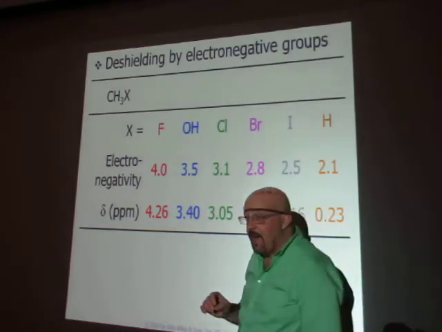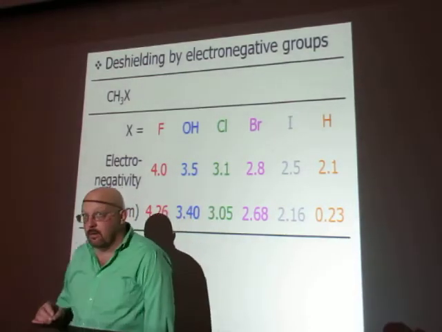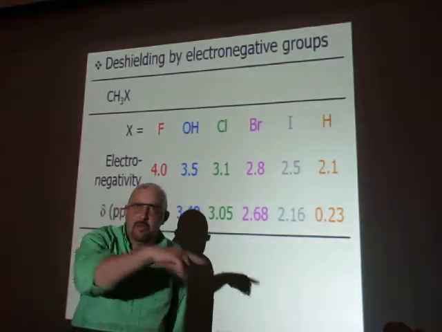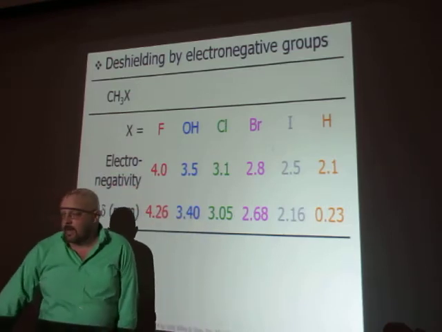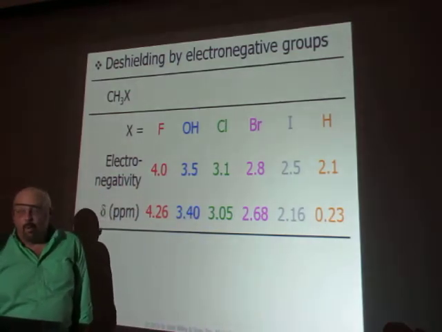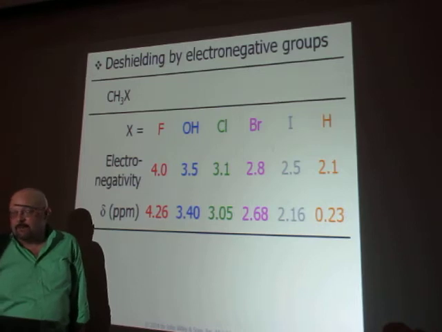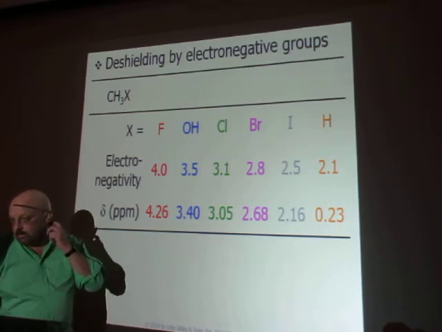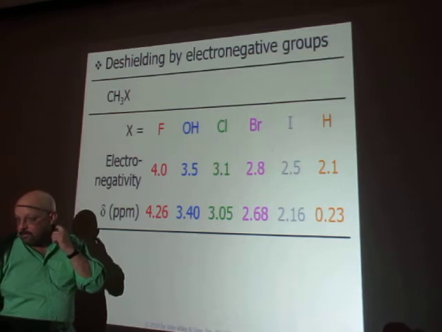Those electronegative atoms are de-shielding the proton, and so that shifts it downfield to higher ppm values. The more electronegative the atom, the more it gets shifted downfield to higher and higher ppm values.